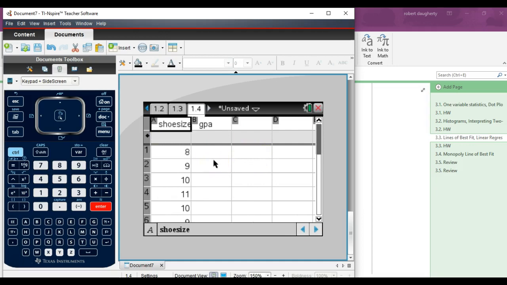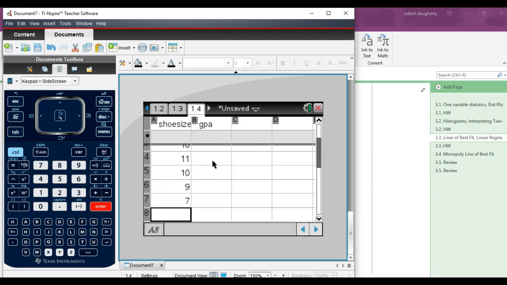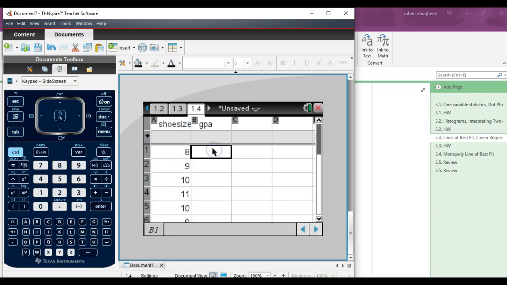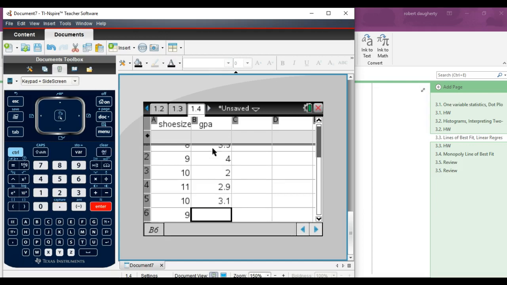So 8, 9, 10, 11, 10, 9, 7. GPA is 3.5, 4.0, 2.0, 2.9, 3.1, 3.3, 2.75. So I've got the data in.